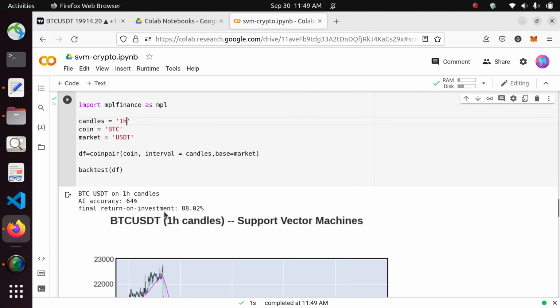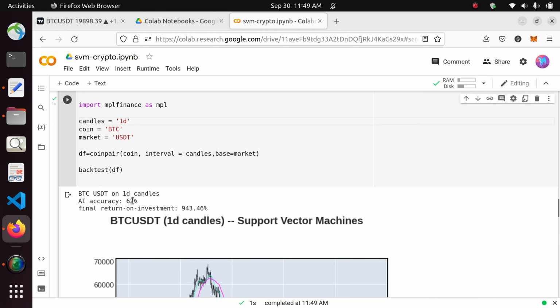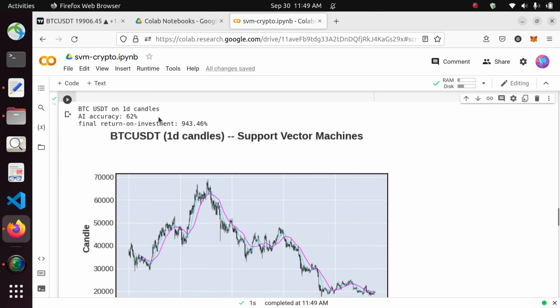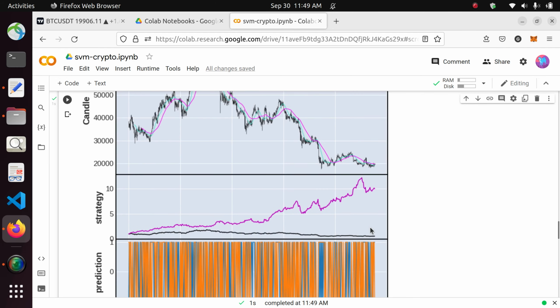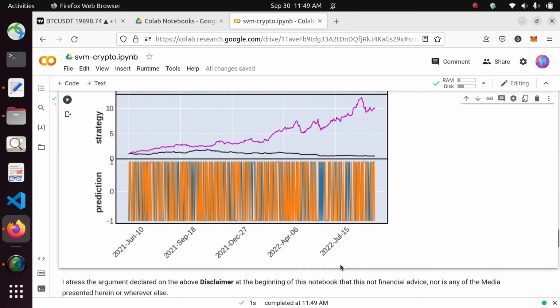1 hour, 88% ROI, final ROI. Still 64% accuracy. Let's go to 1 day. See, it dropped. AI accuracy dropped from 64 to 62%. But final theoretical ROI, 943%. Significant increase from the previous one, which was 82. Like 1 order of magnitude increase in percentage, which is huge.